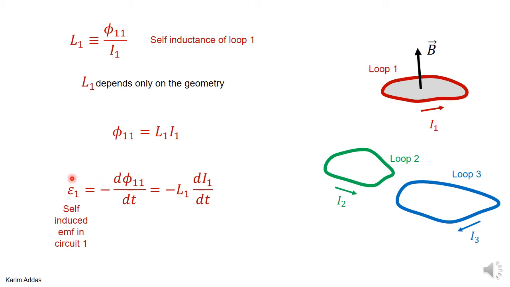Now the induced EMF is minus dΦ/dt. We only have one loop here. So there's no n here. There's no number of loops. It's only one loop. So minus dΦ/dt. And if you plug in the Φ, you get minus L dI/dt. So this is the relationship to get the self-induced EMF.